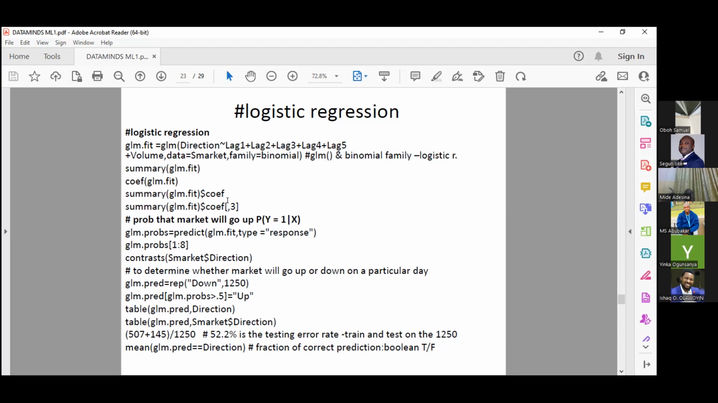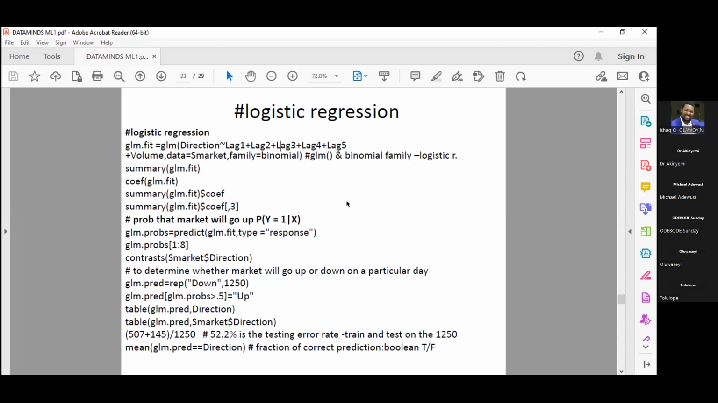In the summary, you are going to have your standard error, your p-value, and your t-value, but here, what you're interested in is just the coefficient. Here we talk about summary, glm.fits, considering only 3 coefficients. That's why we have comma, square brackets, comma 3. It produces coefficients for only 3.